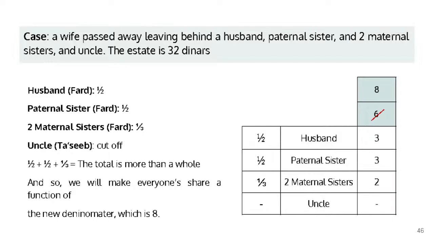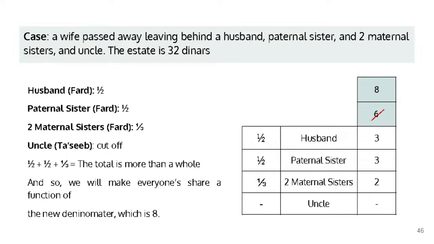So if the husband was supposed to get 1/2, 3 out of 6, now he gets 3 out of 8. See this? That's the reduction. So 3 out of 8, instead of 3 out of 6. And we're going to see in the next slide, before we get there, that it reduces his share to about 37.5% instead of 50.